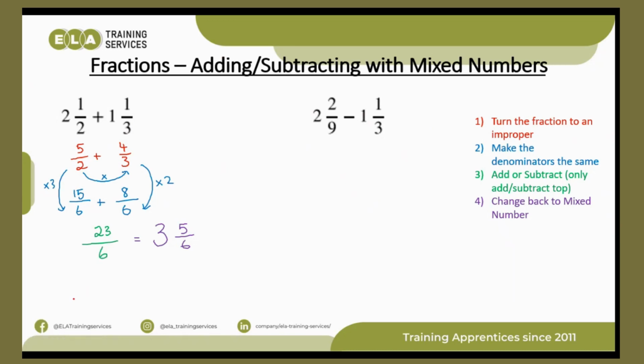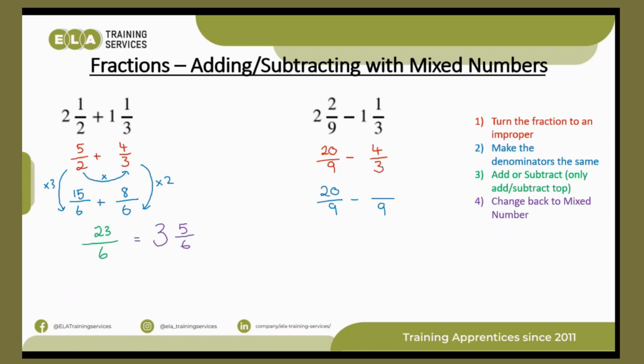Okay, let's try that again now for takeaway. So we've got 2 and 2/9 take away 1 and 1/3. So 2 times 9 is 18, add 2, which is 20/9. Take away 1 and 1/3, which is 4/3. Now, when we're making the bottom numbers the same on this, we can turn 3 into 9ths. So we're going to keep the 20/9 and we're going to make the new bottom 9.